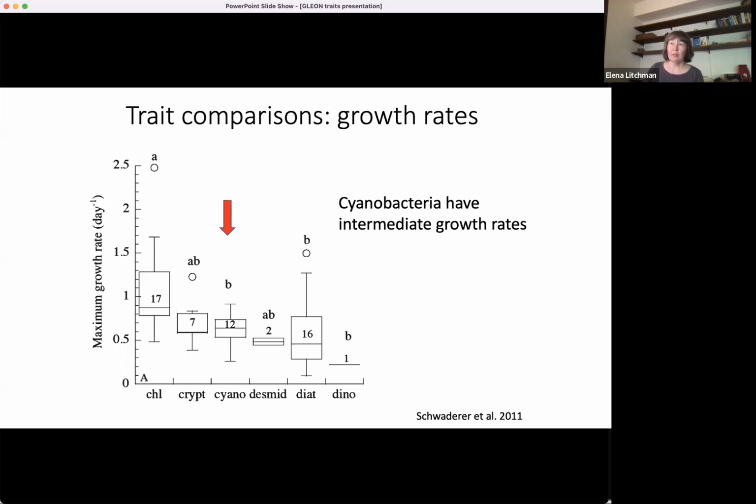phytoplankton. And we know that high growth rates are usually selected for under fluctuating or high nutrient conditions. And so cyanobacteria seem to be in the middle, although they thrive under high nutrients.